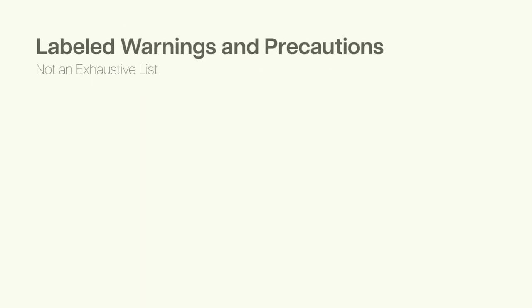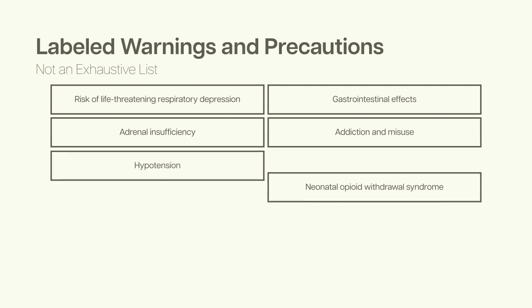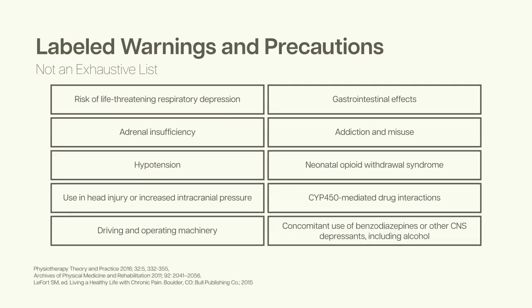Throughout the course of this session, we'll be referring to the risks associated with opioid analgesics. These are some of the most prominent warnings and most salient considerations when prescribing opioid analgesics. There is, of course, the risk of life-threatening respiratory depression in the setting of an overdose, and this risk is greatly exacerbated if there is concomitant use of benzodiazepines or other CNS depressants, including alcohol. There are well-known gastrointestinal effects, namely constipation, and there is the risk of addiction and misuse.